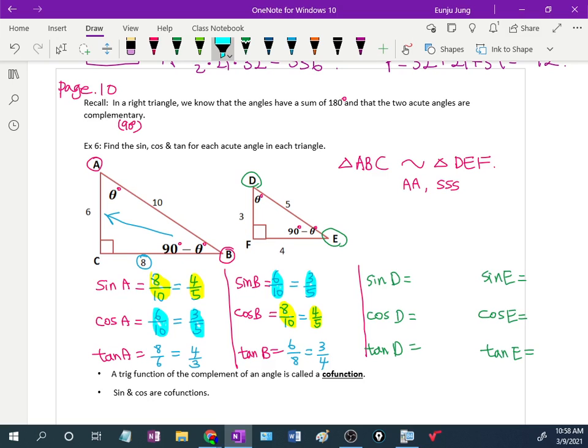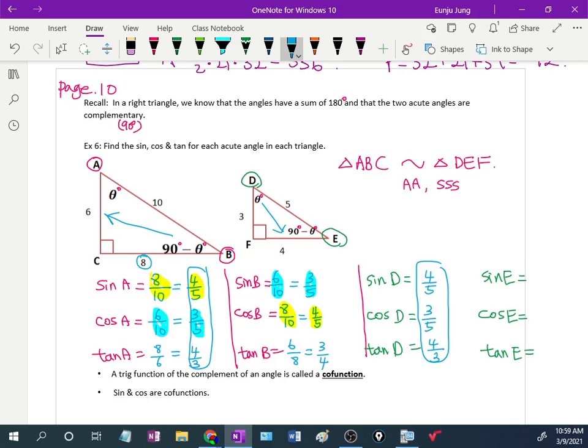Okay? All right, now let's do sine D. Sine D, what do we get? D is the angle, so this is 4/5, 3/5, 4/3. Are they the same as the first set? Yes, they are, because trig ratios are the same in similar triangles. Okay, that's why you have a trig chart with all the ratios. That is in your calculator also.